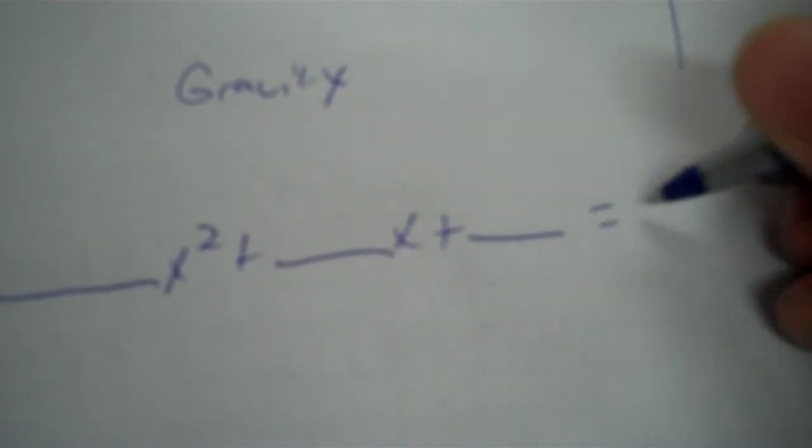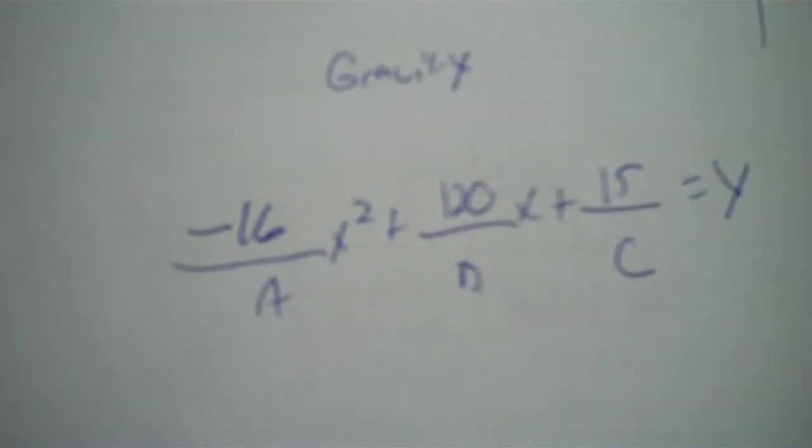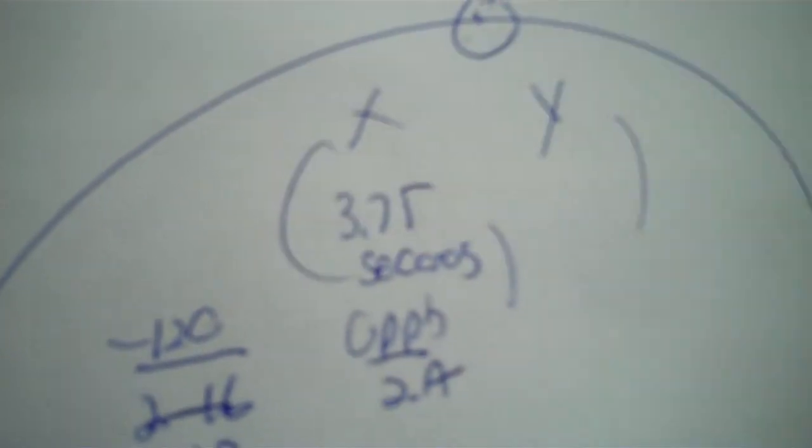Blank x squared plus blank x plus blank equals y. Negative 16. And then the gravity, the feet per second, is 120. And then the starting height is 15. So your ABC's right there. You don't have to FOIL. Opposite of B is negative 120. 2 times negative 16 is negative 32. Then we divide and find the quotient. We get 3.75. Now that's the seconds it took to get to the max height.